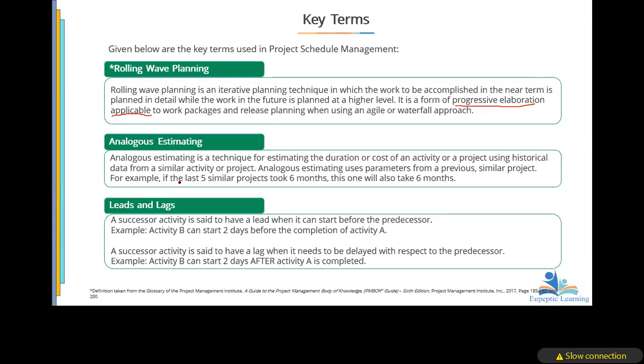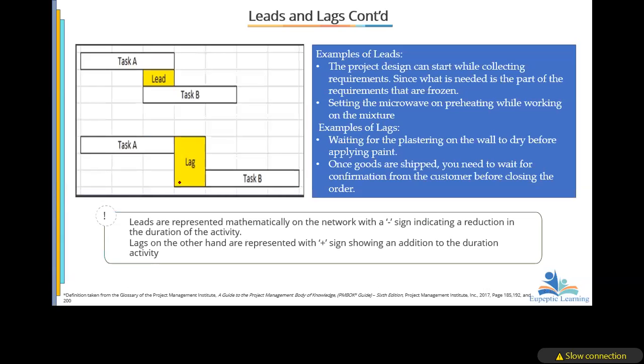Now, a successor activity is said to have a lag when it needs to be delayed with respect to the predecessor. Like B can start 2 days after activity A is completed. So these are the leads and then the lags. So this is a typical example here.